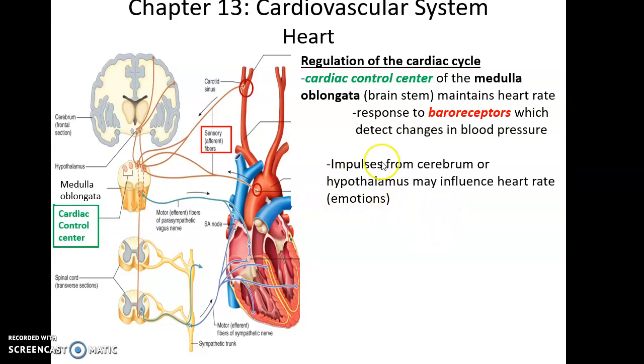And then, of course, other structures in the brain can also affect the cardiac control center and the pace of the heart's beating, including the cerebrum and the hypothalamus. So our emotions, if we get angry or scared or stressed, or relaxed and calm, can affect how fast or slow the heart beats. That is it for this portion.